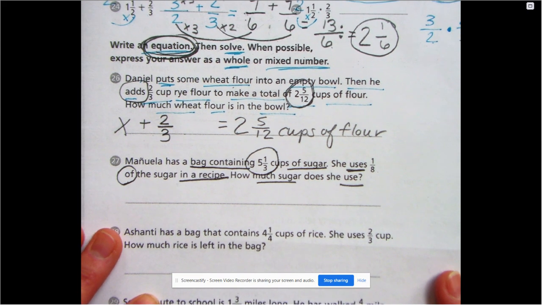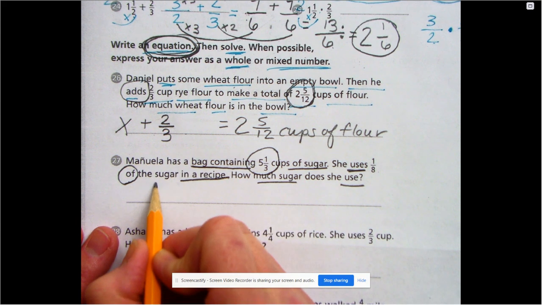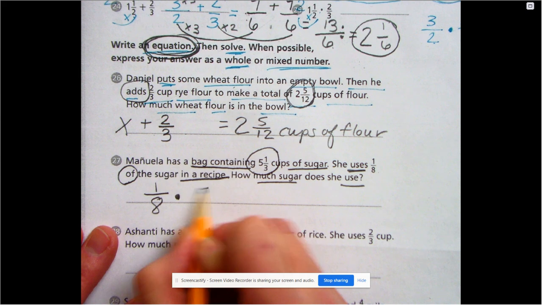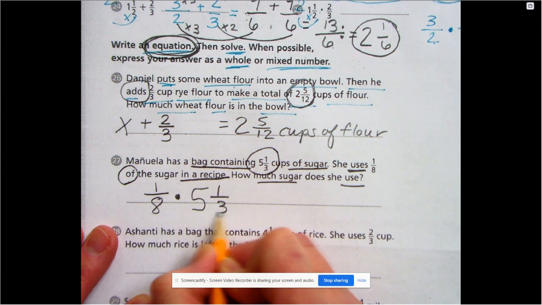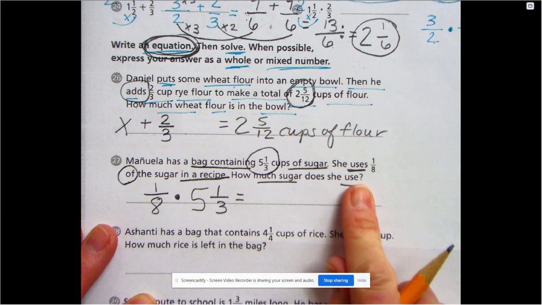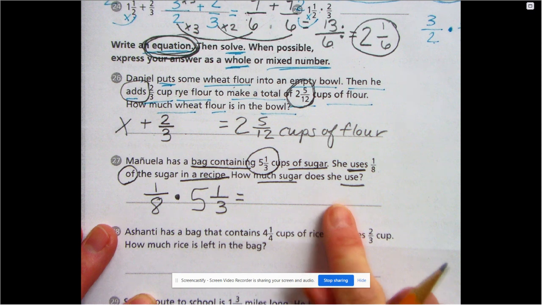So I am hoping that you notice the "of." Remember that we know that "of" means multiplication. Here are my two numbers from this story problem that I'm going to use to see how much sugar does she use, and make sure I'm putting a label. You're going to finish that up.